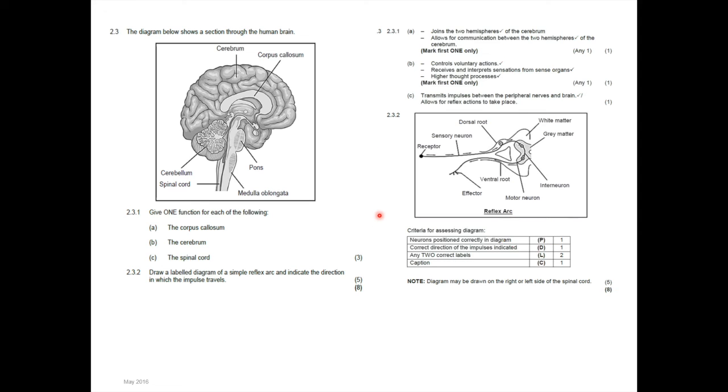This was a very nice diagram. They just wanted you to see that the sensory neuron carries the impulse to the spinal cord, the interneuron is in the spinal cord, and the motor neuron is ventral, carrying the impulse away from the spinal cord. So they wanted you to see the position and the direction of the impulse as well. You had to know. This was a nice question.